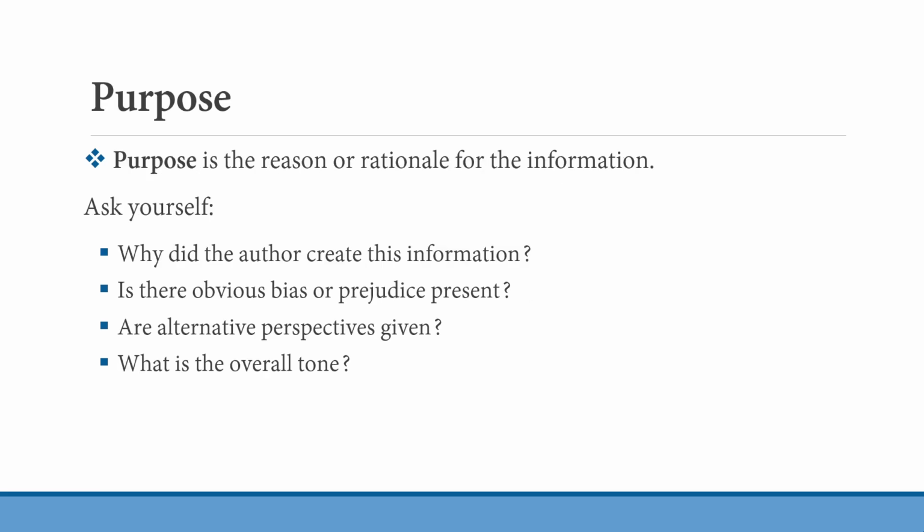Finally, we have purpose. Purpose is the main reason or rationale for the information. Depending on what kind of information you need, you may be looking for websites or other information sources with various purposes, such as to inform, educate, persuade, or entertain. For academic assignments, you generally will want information that is meant to educate or inform the audience on a topic. Ask yourself, why did the author create this information? Is there obvious bias or prejudice present? Are alternative perspectives given? And what is the overall tone?